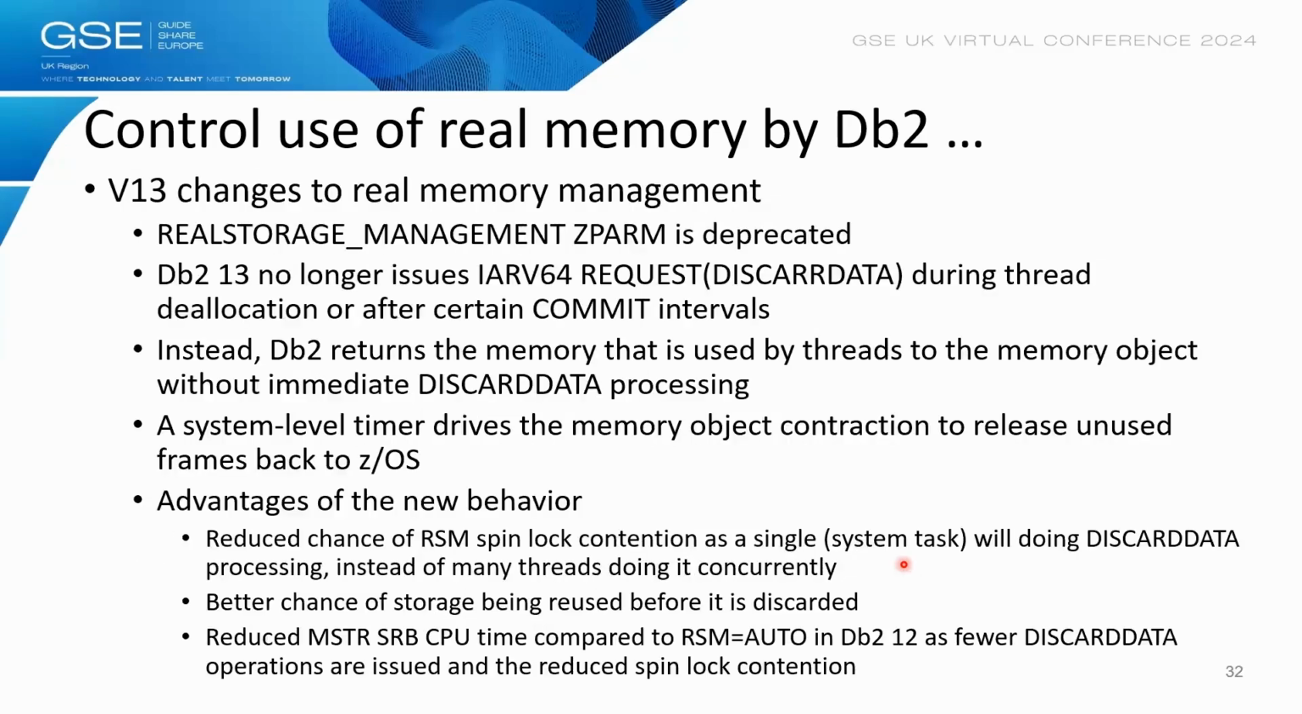In version 13, we removed this APAR. Now everything is auto, right? In version 13, we also discard the memory in a different way than in version 12. In version 12, Db2 was discarding the frames, and in version 13, we let z/OS do it, which is far more efficient, let's say.